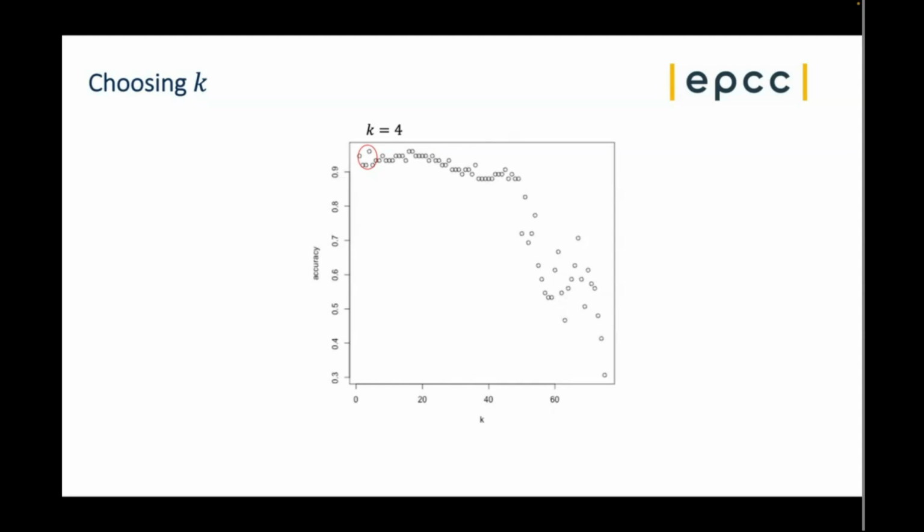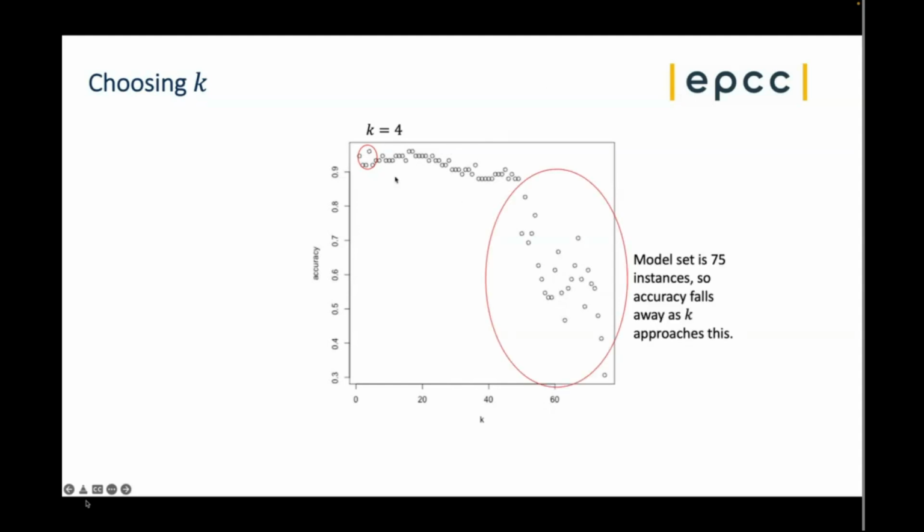It's picked out K equals 4 as the best. I went for one of these pair, but I think it's chosen K equals 4. Okay. In this case, the training set only had 75 instances, which is why the accuracy falls right off as you approach that.